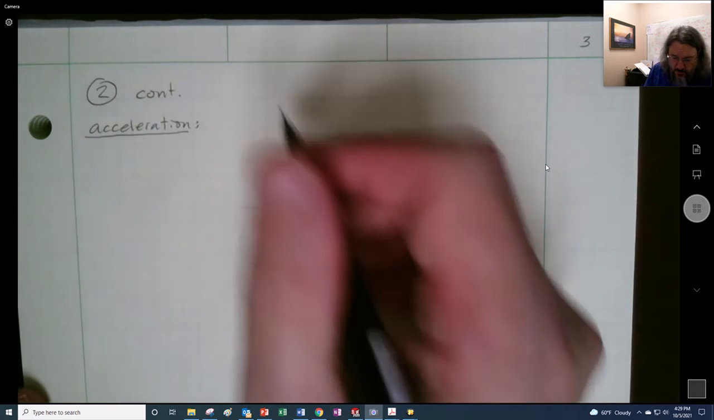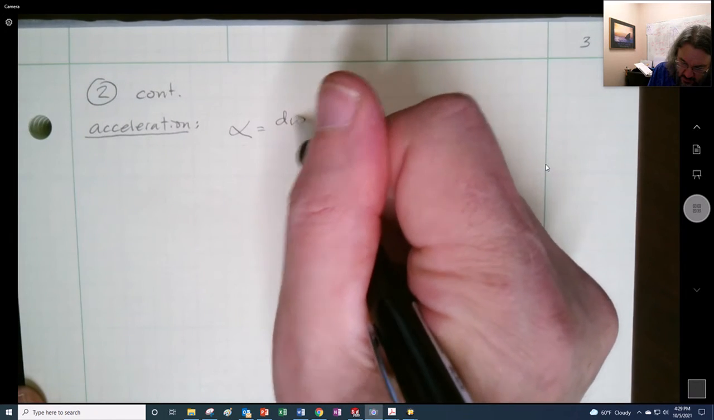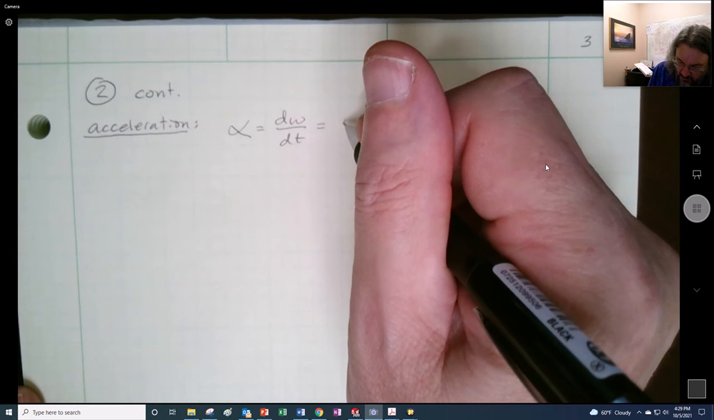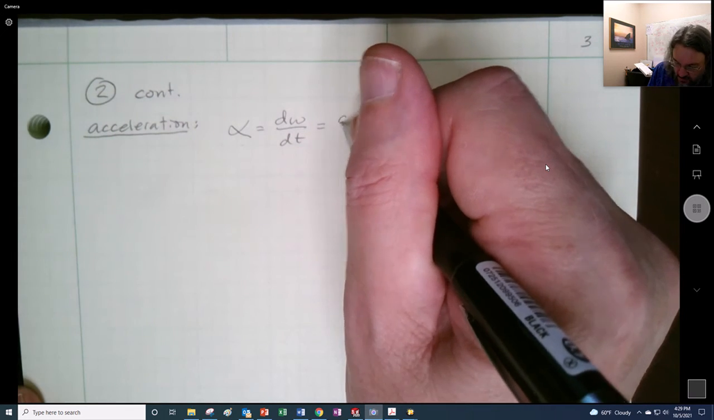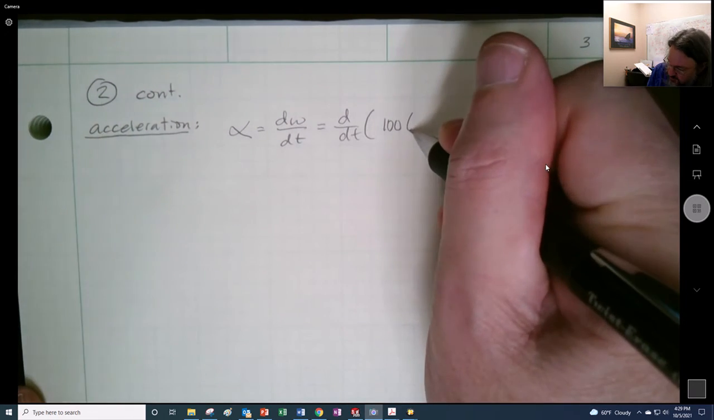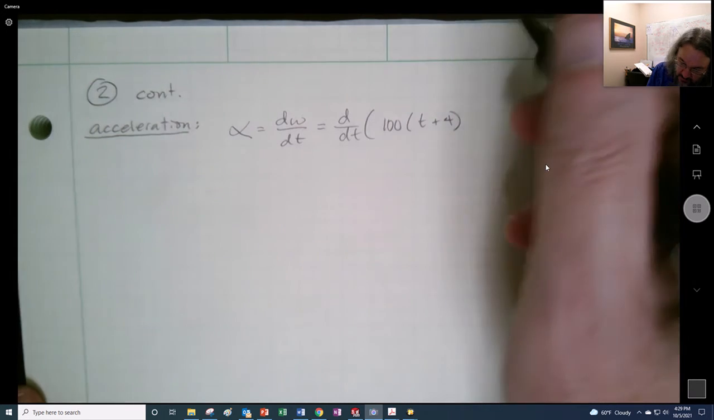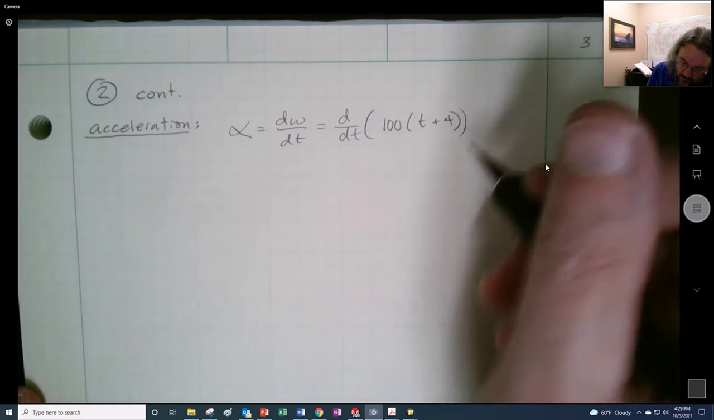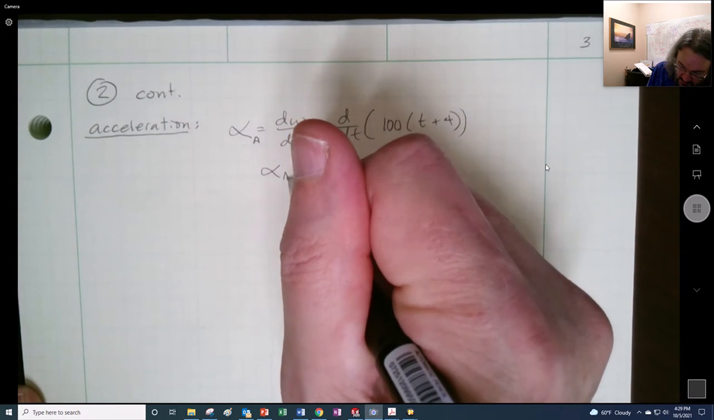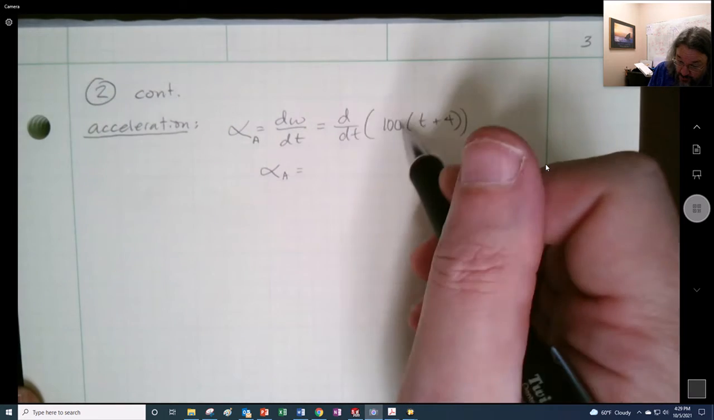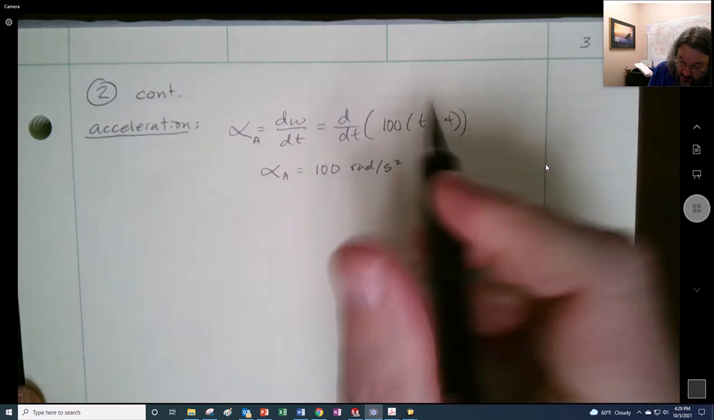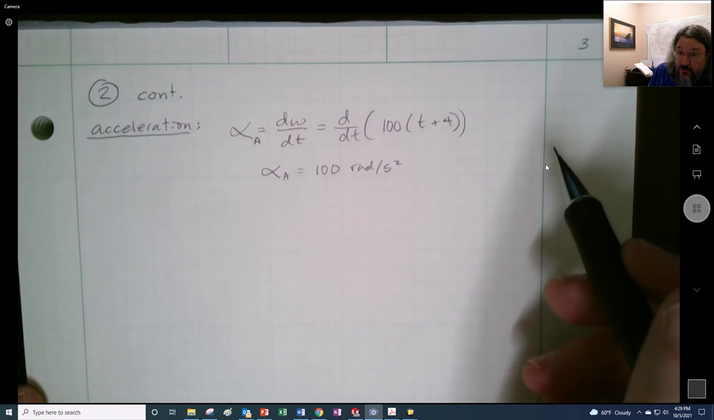And we know that acceleration is d omega dt. So that's going to be d dt of 100 times t plus 4. And this is the acceleration of A. Acceleration of A is therefore just equal to 100 radians per second squared, because if you take the derivative of that, it's just 100.